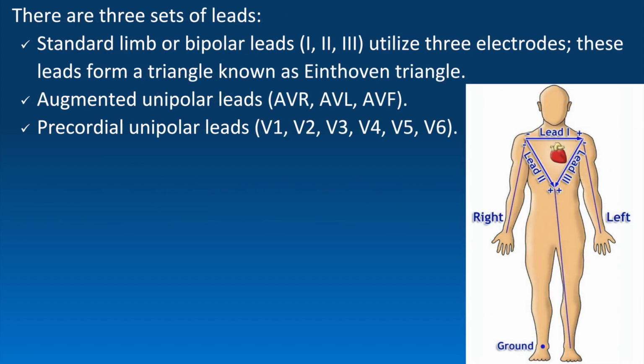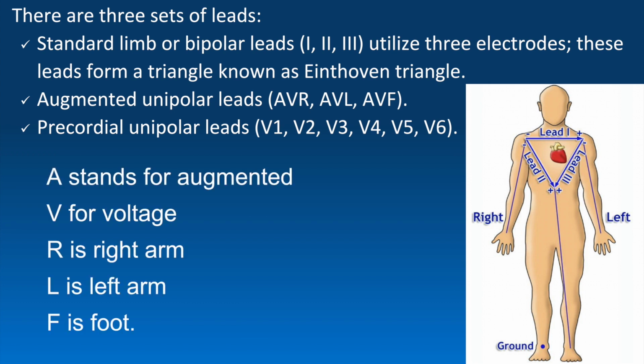There are 3 sets of leads. Standard limb or bipolar leads, that is lead 1, lead 2, lead 3, utilize 3 electrodes. These leads form a triangle known as Einthoven triangle. Next are augmented unipolar limb leads, AVR, AVL, AVF. Then precordial unipolar leads, that is V1, V2, V3, V4, V5 and V6.